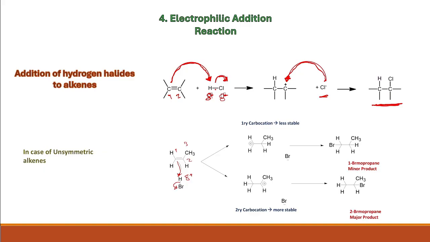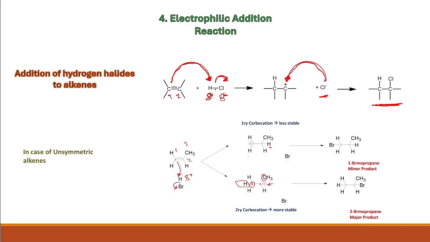So if it adds to carbon number 2, as we can see here, that will generate a positive charge on carbon number 1. This is a carbocation. This is called a primary carbocation. A primary carbocation is a carbocation that is attached to only one carbon. The second one: if the hydrogen adds to carbon number 1, the positive charge will be on carbon number 2, and this carbocation that is generated is called a secondary carbocation. It's secondary because this carbon is attached to two other carbons.